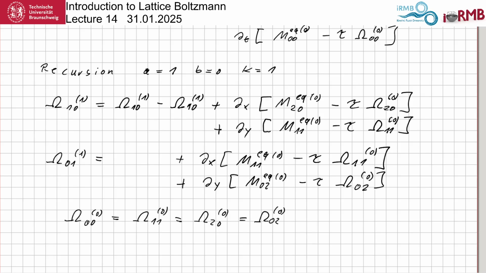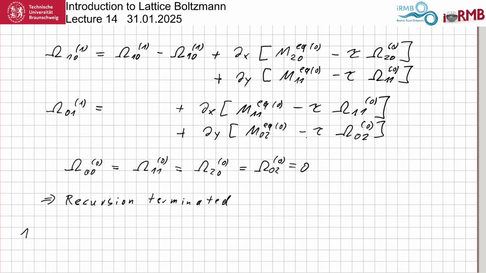And now this means we have convergence. So we have termination of the recursion, because we have eliminated all the omega. We only have tau left and we have the equilibrium left, and tau and the equilibrium is what we can decide on.